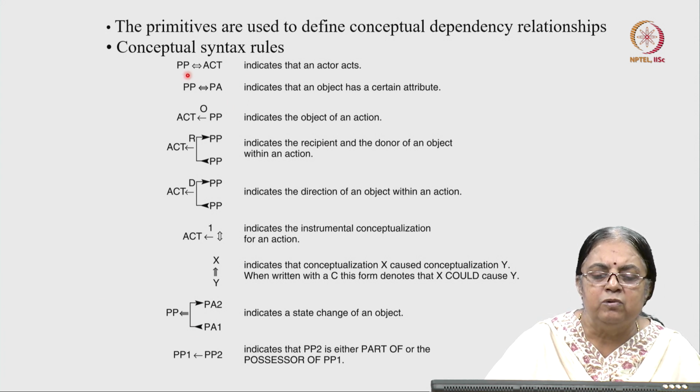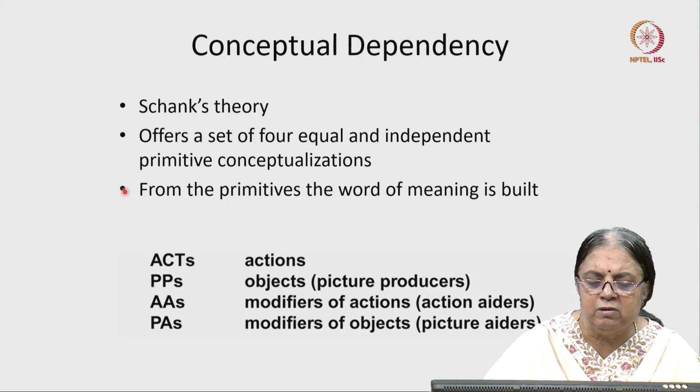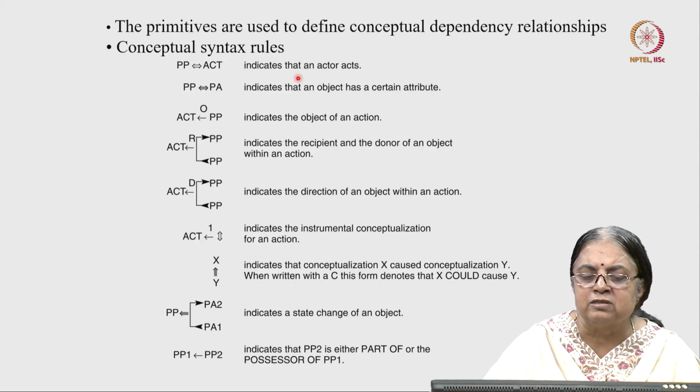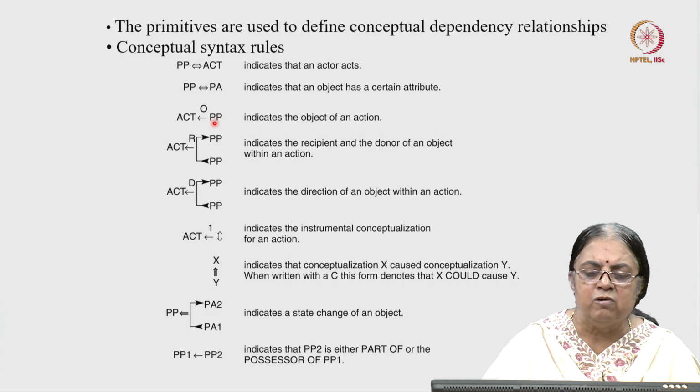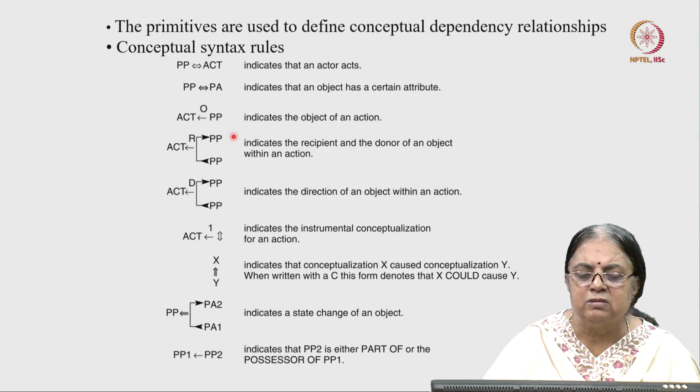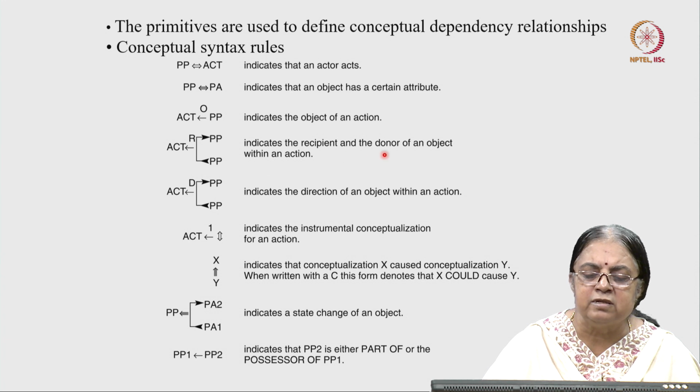Okay. So, you have PP. So, PP is what? PP is, like we said here, the objects or the picture producers, right, and act is the actions. So, it indicates that an actor acts. So, you are going to put it in this way, and this indicates that an object has a certain attribute, and here this indicates the object of an action basically. Okay. Then here this indicates the recipient and donor in an action.